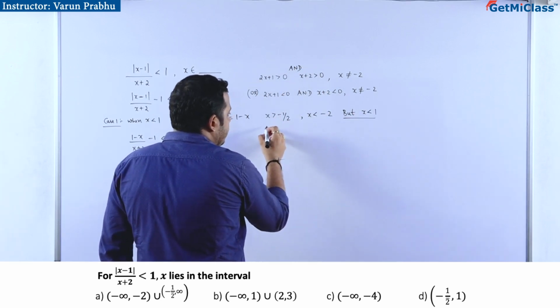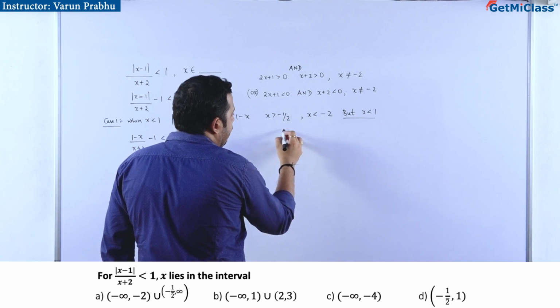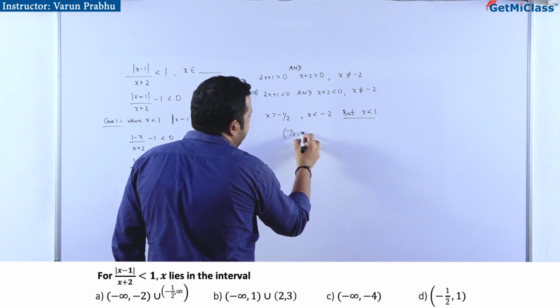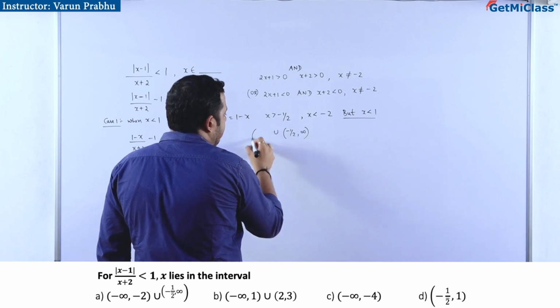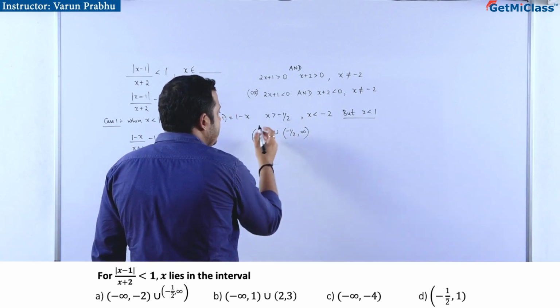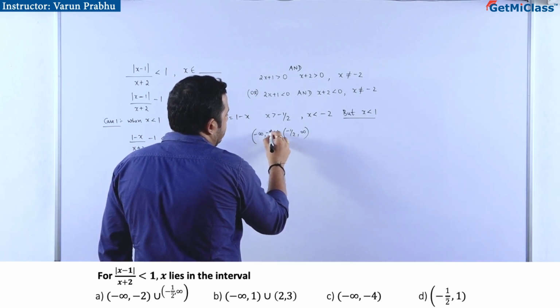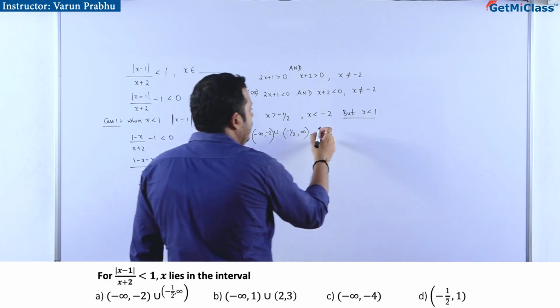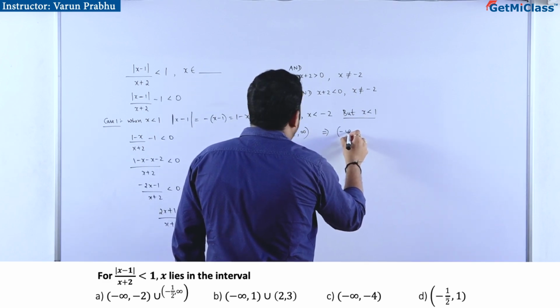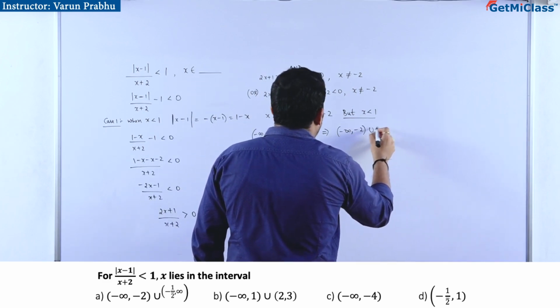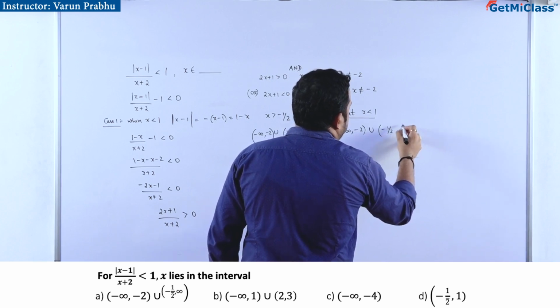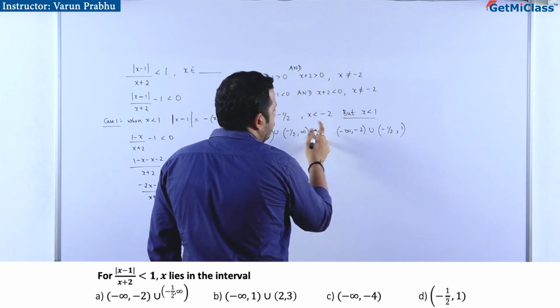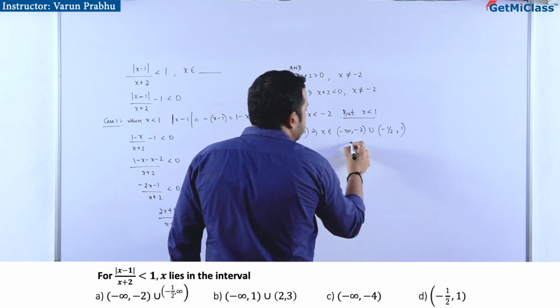So using this interval we can write the answer will lie from minus half to infinity union, x is less than minus 2, minus infinity to minus 2, correct or not? But x is less than 1, so this implies that x belongs to minus infinity to minus 2 union minus half to 1. This is where x belongs to in case number 1.